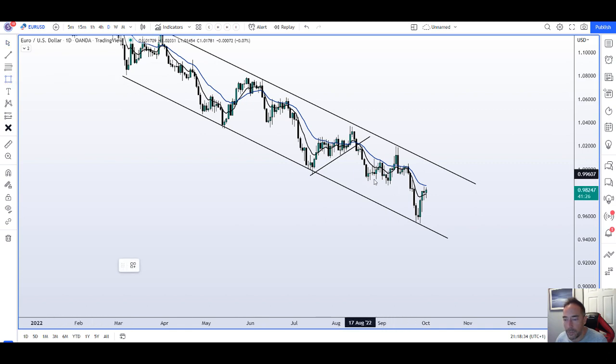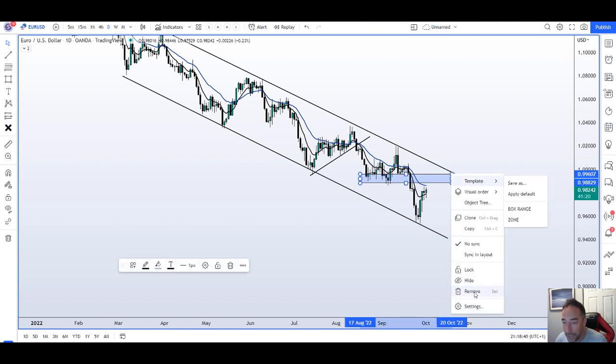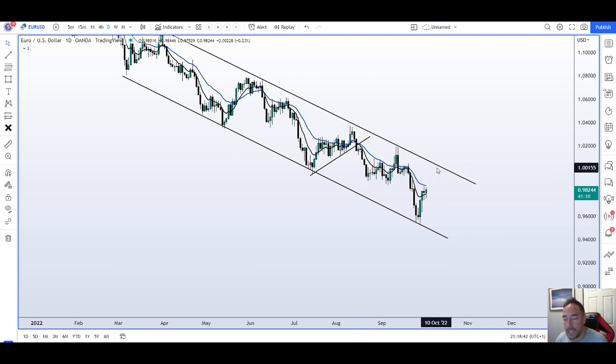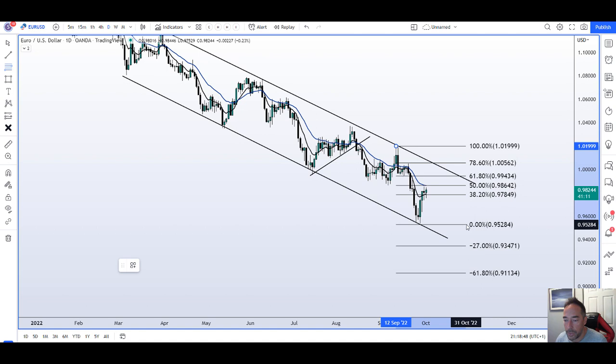This zone here obviously is of interest, previous supports. We could see price come back into that zone. We could equally see price come and test support, sorry, resistance again here. Don't know whether it would come back that far, to be honest with you.